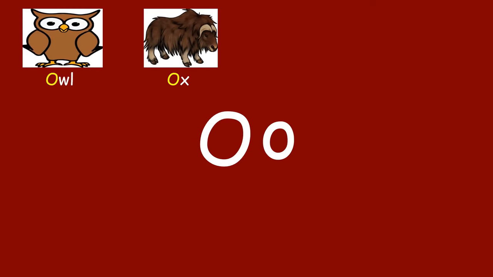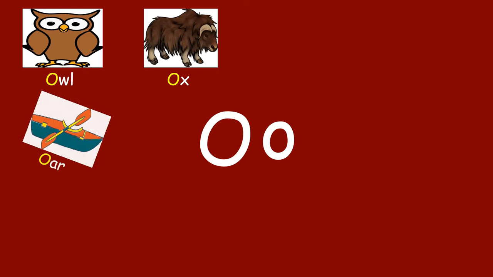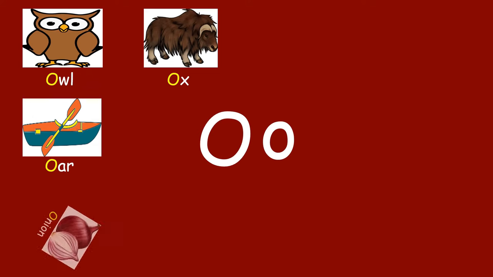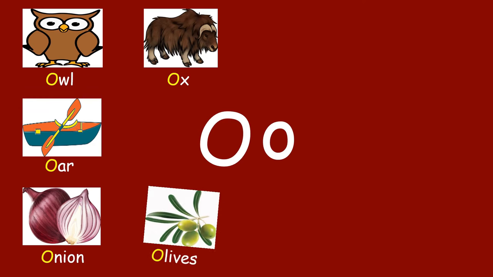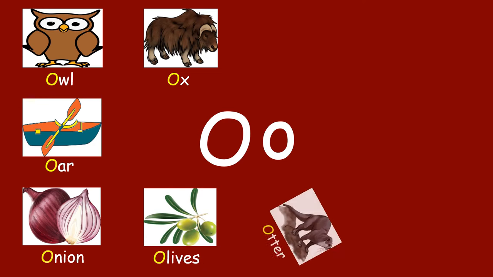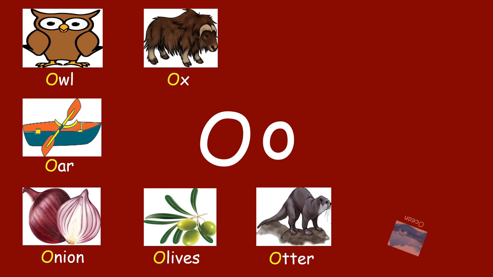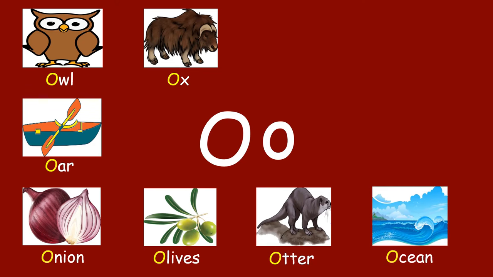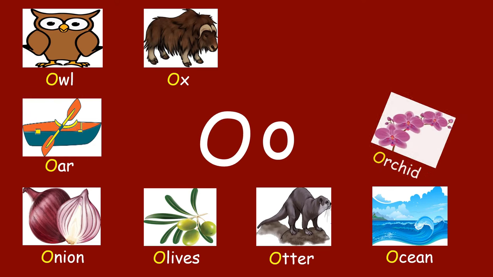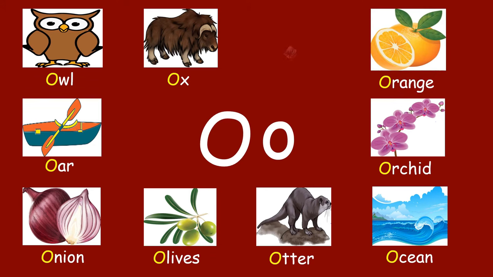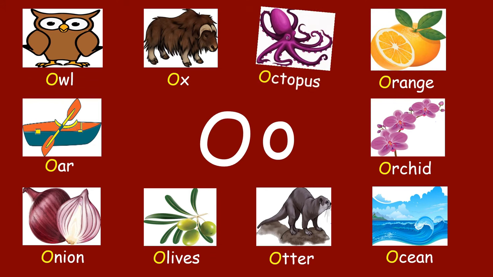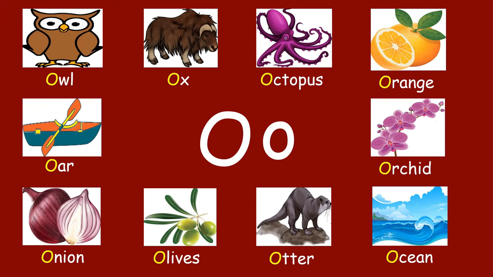The next letter is O. Sound of this letter is O or A. Ox, owl, oar, onion, olives, otter, ocean, orchid, orange, octopus.